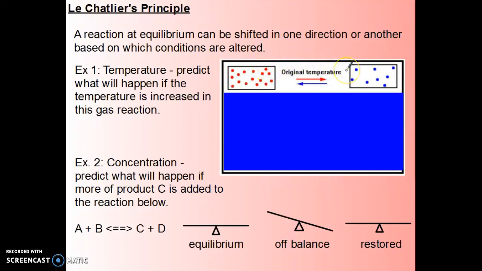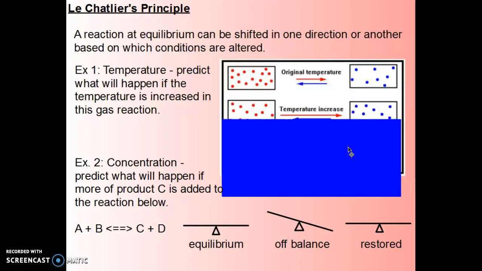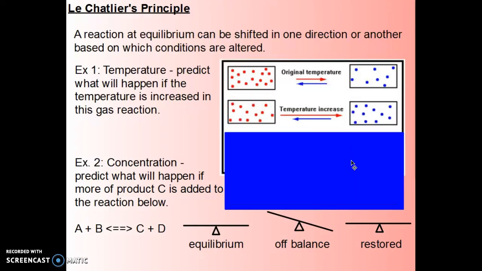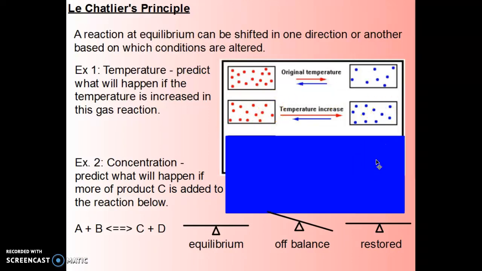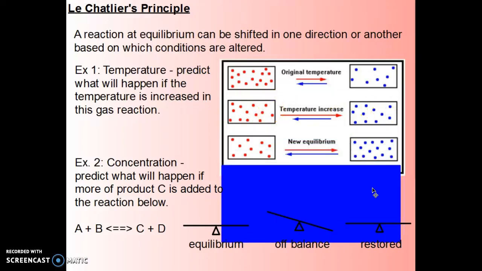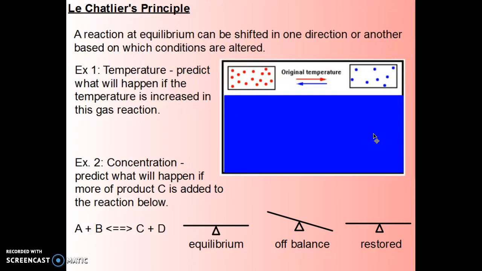And that's kind of an oversimplification, but that's the prediction that we can make based on the amount of stuff that's in each box. So you increase the temperature, and now you can see that the amount of red and blue circles are pretty equal. And a new equilibrium is established at this new temperature. Okay? So then let's look at the second example.